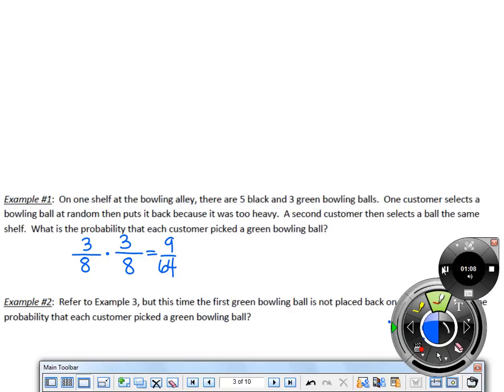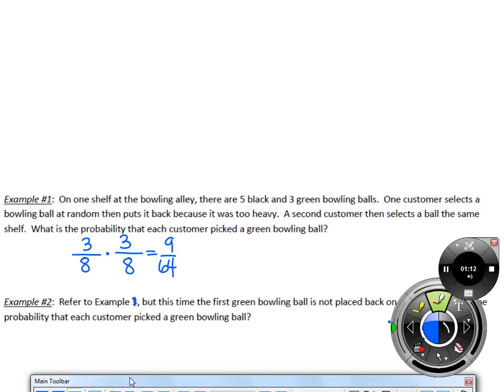So if they're replaced, we get 9 out of 64. Now, number 2 should say refer to example 1. Sorry. So now it's the same scenario, but the ball is not put back on the shelf. So the first person still starts the scenario, so it's still 3/8. However, for the next person, there are now only 7 balls on the shelf, and since one of the green ones has been removed, there are only 2 green ones. So this gives us 6 out of 56, or 3 out of 28.